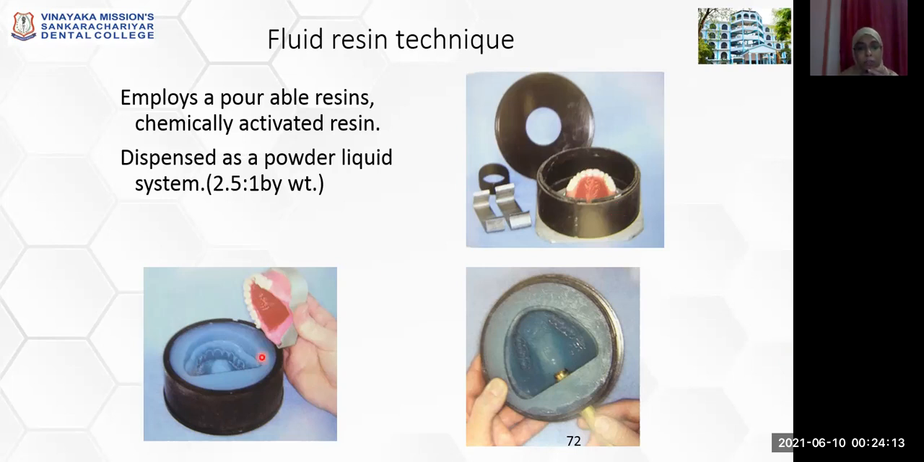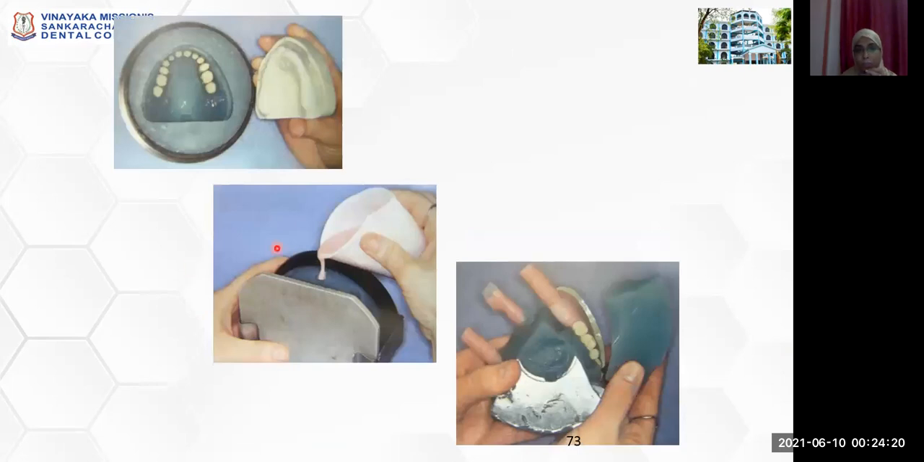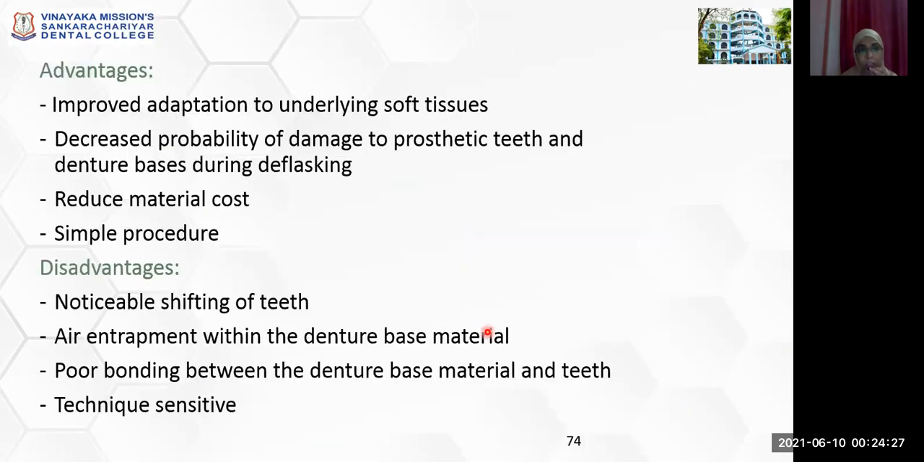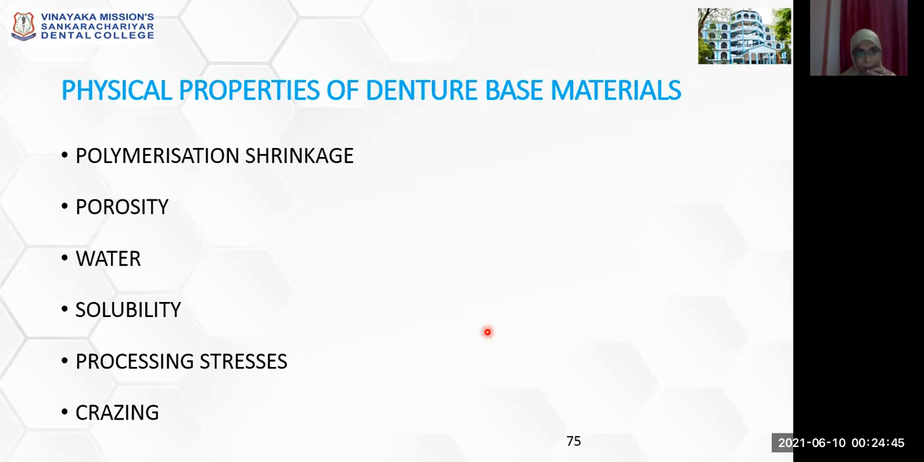Then we use a reversible hydrocolloid material like agar, and a mold space is created, and into this mold space the resin is poured, and this is how you retrieve the denture. The main advantage is that the adaptation is very good, the cost is less, and it is a simple procedure. But the main disadvantage is that sometimes the teeth can shift, and entrapment is a common problem with this technique, and again it is technique sensitive.